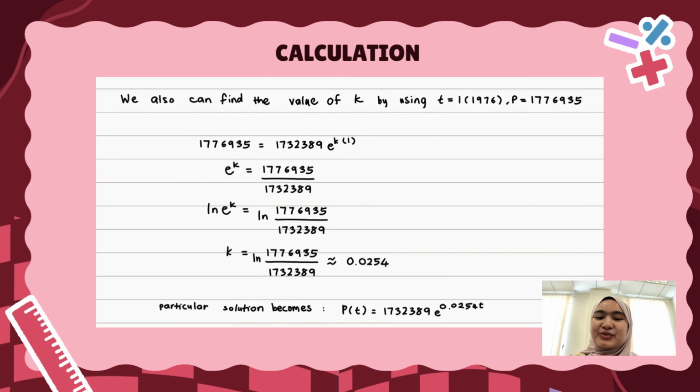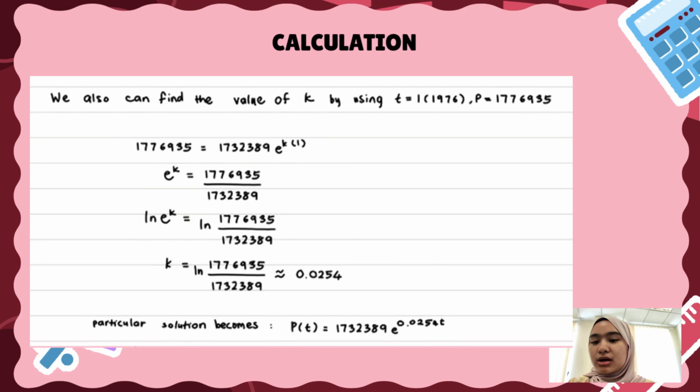Now we still need to find k, which is our growth rate. We look at our next data point one year later, which is 1976. The population grew to 1,776,935. We plug this number into our equation and use a little bit of algebra and natural logs to isolate k. As you can see on the screen, k is approximately 0.0254. This means the population is growing at about 2.5% per year. Finally, we get our particular solution, which is P(t) equals 1,732,389 e to the power 0.0254t.